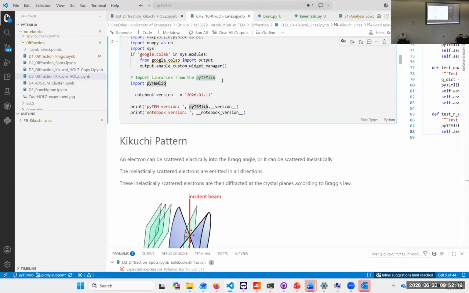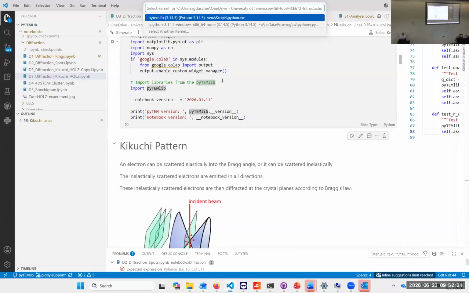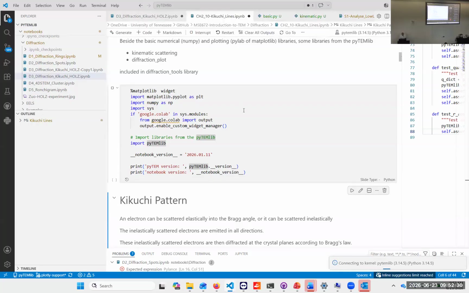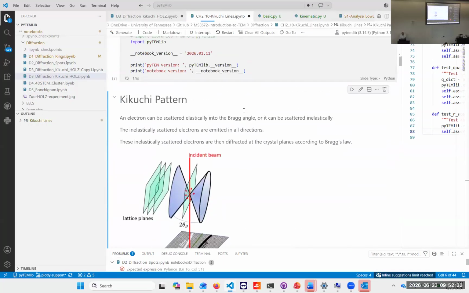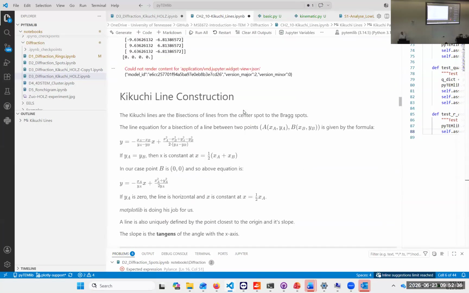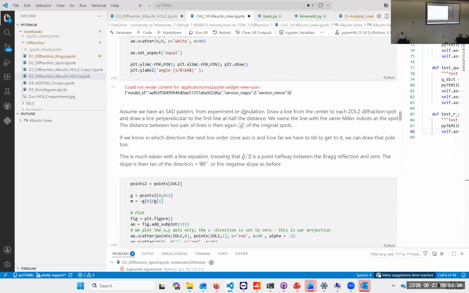Run. Doesn't, because we have not selected a kernel. Not sure that works. What planes are here? No, we don't have them.